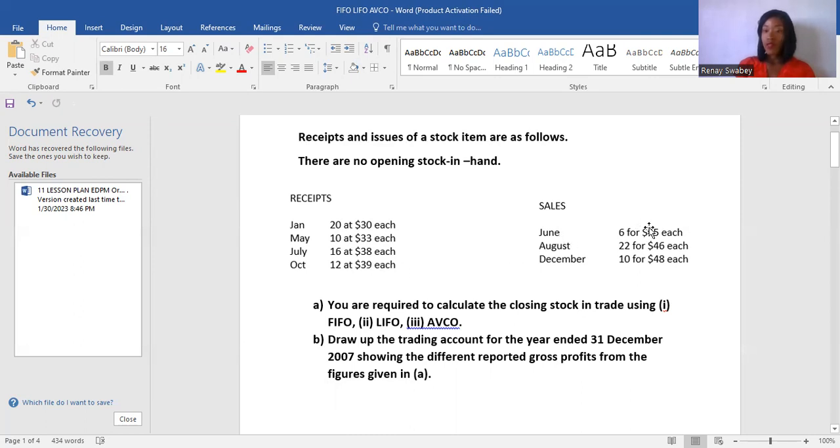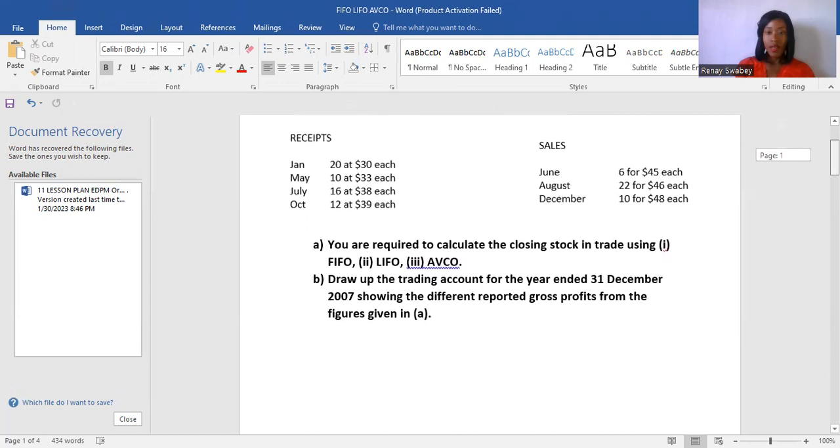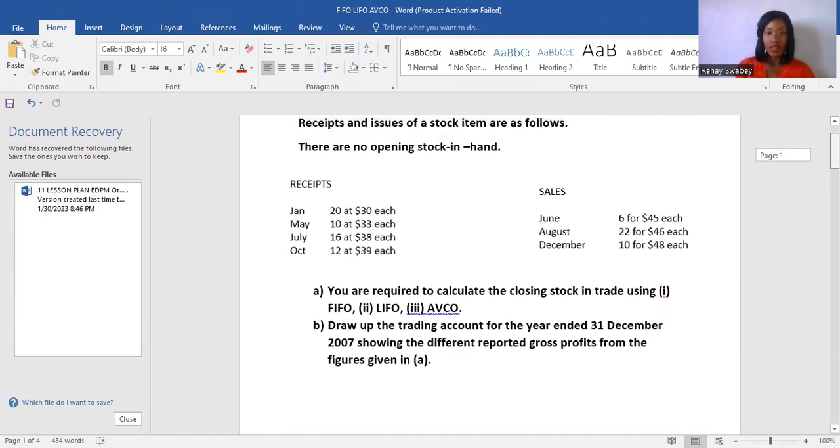In the month of June, Selena sold Sashanique 6 cases for $45 each. In August, Selena sold Giselle 22 cases at $45 each. And then in December, Selena sold 10 cases of white rum for $48 to Azika. So let's work with those. Let us move on now. I hope I didn't lose you with the question.